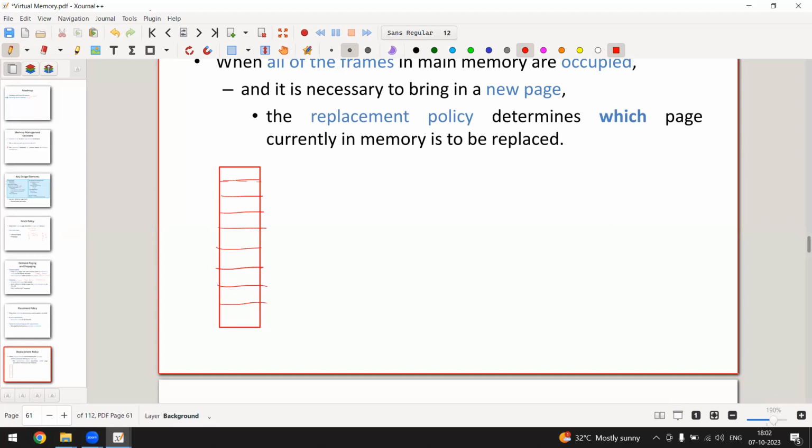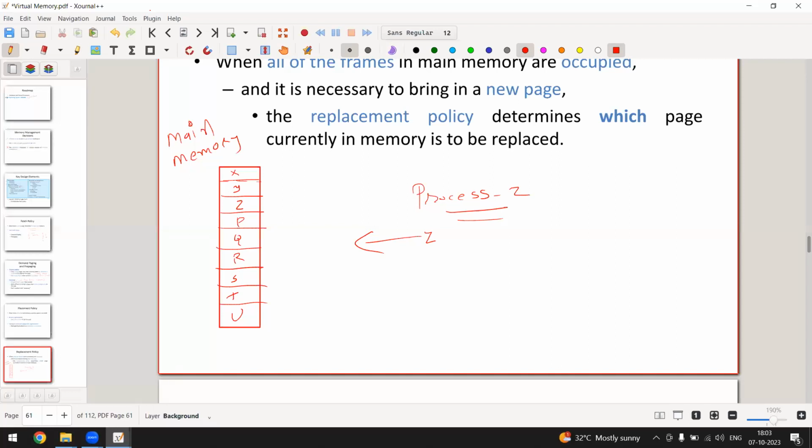Now all frames have been occupied by some pages X, Y, Z, P, Q, R, S, T, U. These are the pages which are occupied in the frames. So this is actually your main memory, and these are the pages. Now let's say there is another process, process Z, and you want to bring in some page of process Z to this memory, but all the frames are occupied, so you cannot bring it directly.